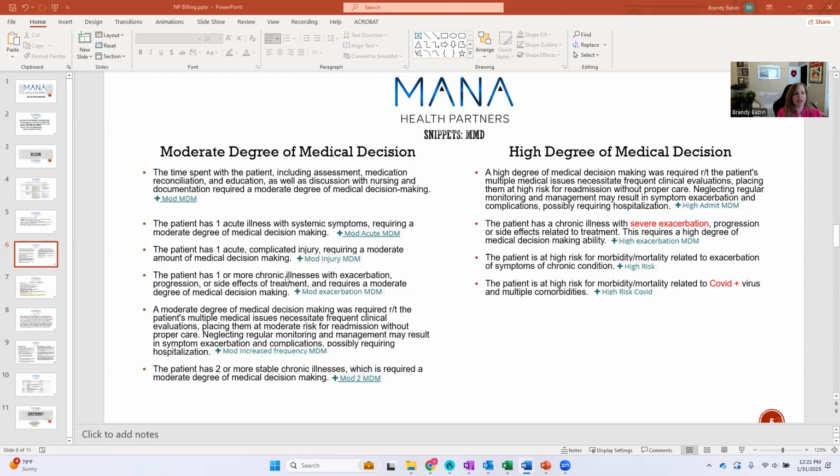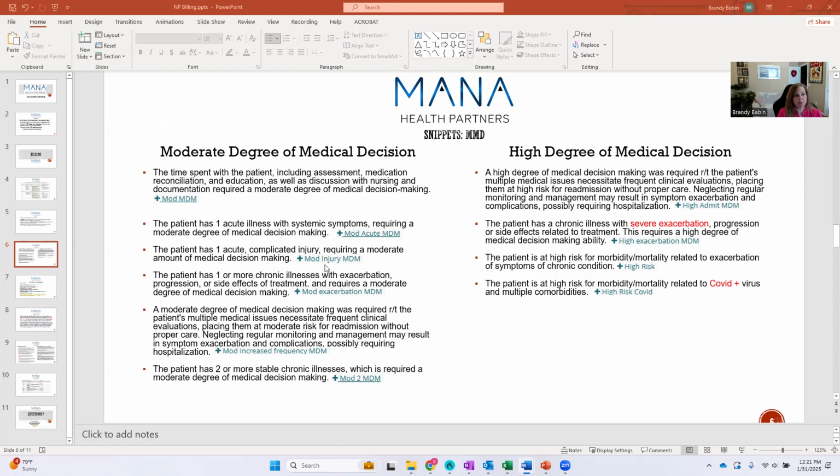So if we're looking at this, what is the one or more chronic illness? We could put in parentheses congestive heart failure. We could put in parentheses chronic kidney disease. But add something. What is our chronic illness?